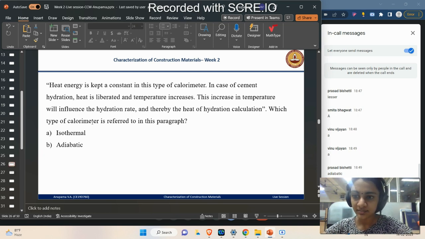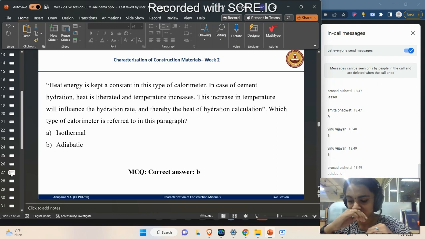Okay, I think you need not get worried about these three sentences. The answer is there in the first sentence itself. The correct answer is adiabatic. Isothermal means that in that particular calorimeter the temperature is kept constant. Thermal you can relate with temperature. So isothermal means temperature is kept constant. As a contrary to that, in adiabatic, heat energy is kept constant.